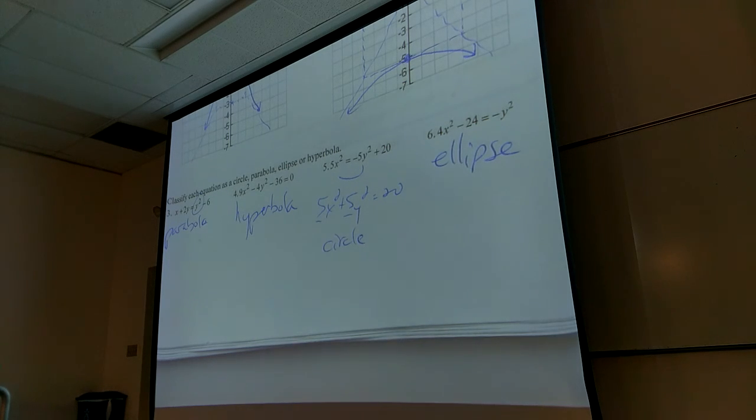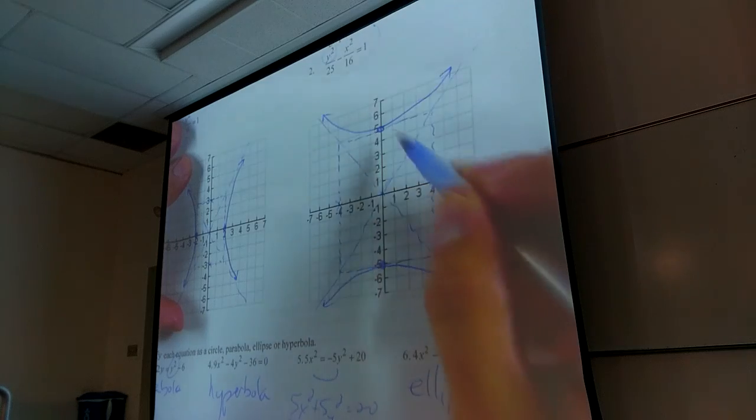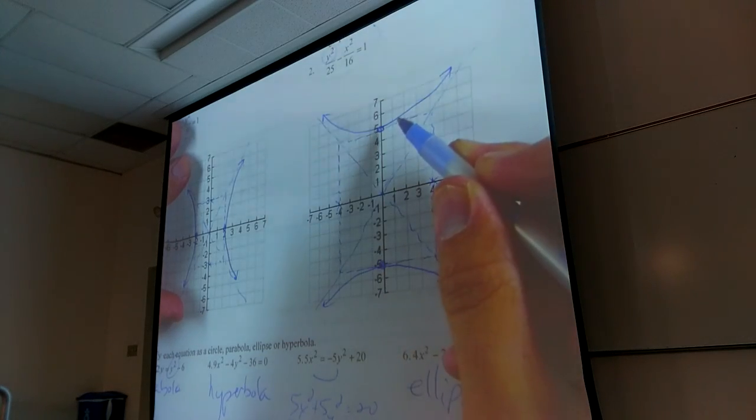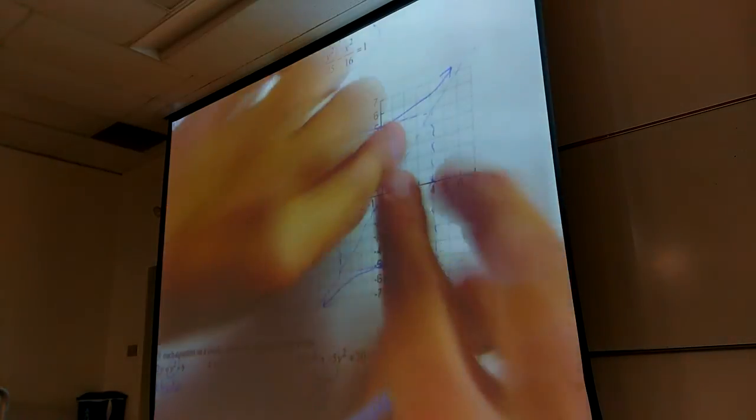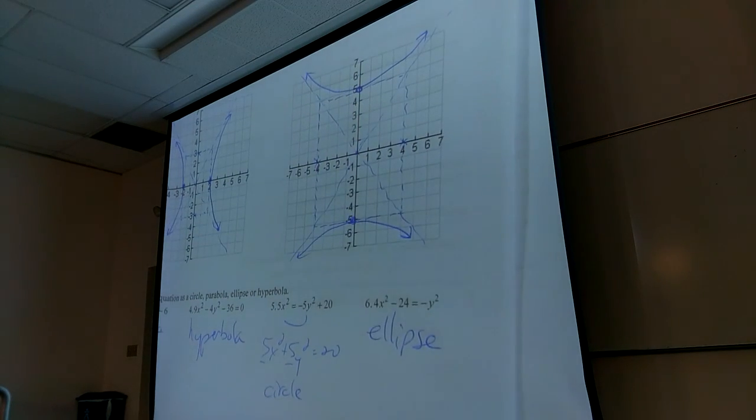And if you look back at what we did here, if that was a plus, it would just be here. Right? Since it's a minus, it doesn't come in, it goes out. That's so nice. Okay.